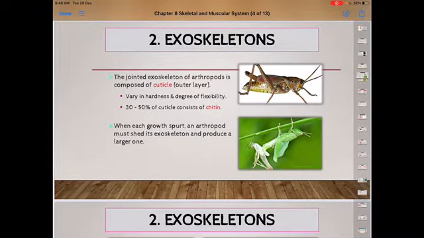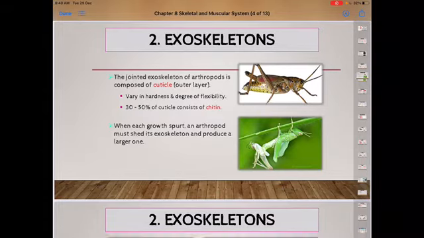Okay, the other exoskeleton is the jointed exoskeleton among the arthropods. This exoskeleton is made up of cuticle that is secreted by the epidermis. As you know, the cuticle is made up of polysaccharide. The hardness of this cuticle varies among arthropods. Some arthropods have a very hard exoskeleton, and some of them have a very thin and very flexible exoskeleton.